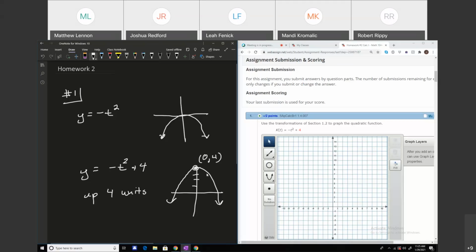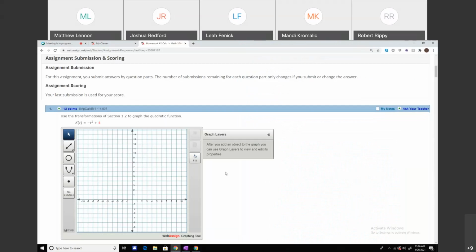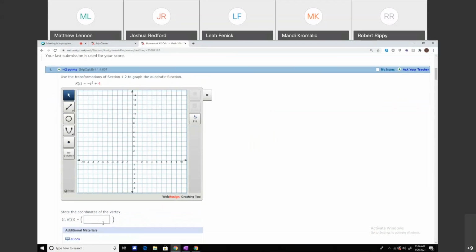And then this one is down 1 over 1, and this one's down 1 over 1 as well. So this would be, say, 1, 3, and minus 1, 3. So probably those 3 points is enough. Let's click the parabola shape. I don't know. All right, I'm not great with this graphing tool yet. Graph layers, I don't know what that means. All right, the coordinates of the vertex we just said 0, 4.